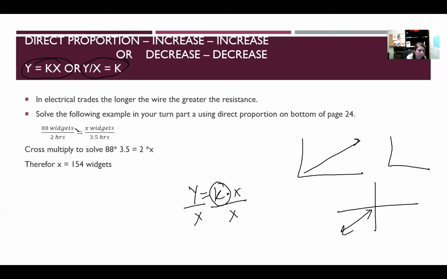And then you would still simply cross multiply. 88 times 3.5 is equal to 2 times x. I wrote this out right here. And then you end up dividing this by 2, and you'll end up with 154 wedges. It's just another example of how we would use proportions in real life problems, okay? And this is in your book, page 20, let's see there. I did a different example. Direct proportion is under page 24, okay?